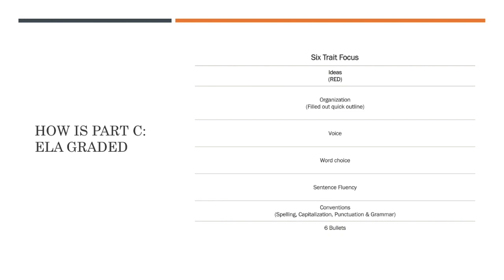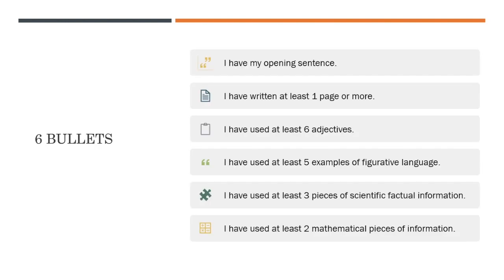Is there voice in your paper? Is your word choice 5th grade appropriate? Is there sentence fluency? And we'll go through it, I promise. Like I said, conventions, which is going to be your spelling, capitalization, punctuation, and grammar, and 6 bullet points. Mr. Beck, what's 6 bullet points? Great question, Jimmy. Here you go, your 6 bullet points.